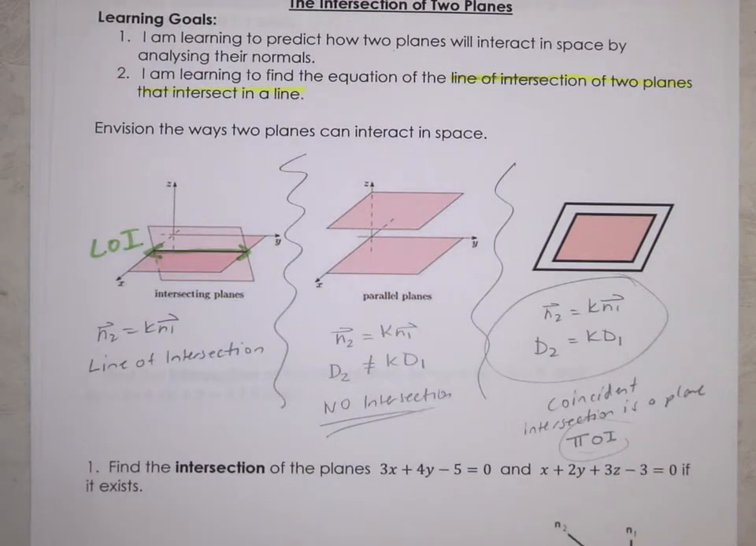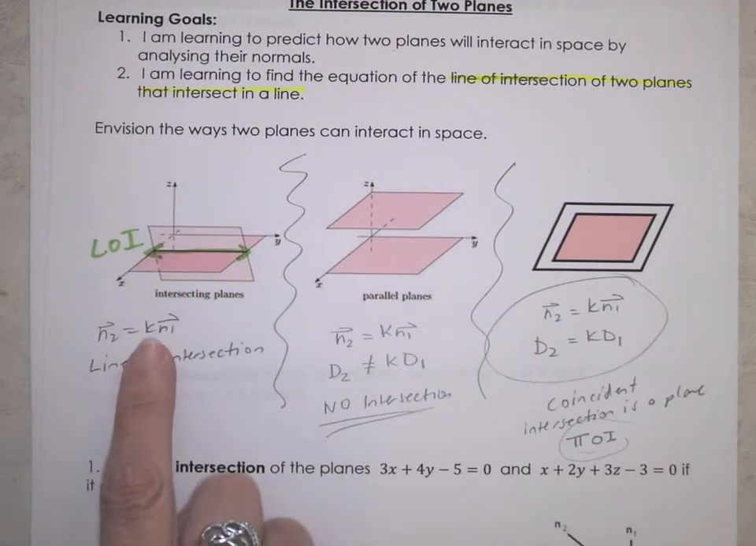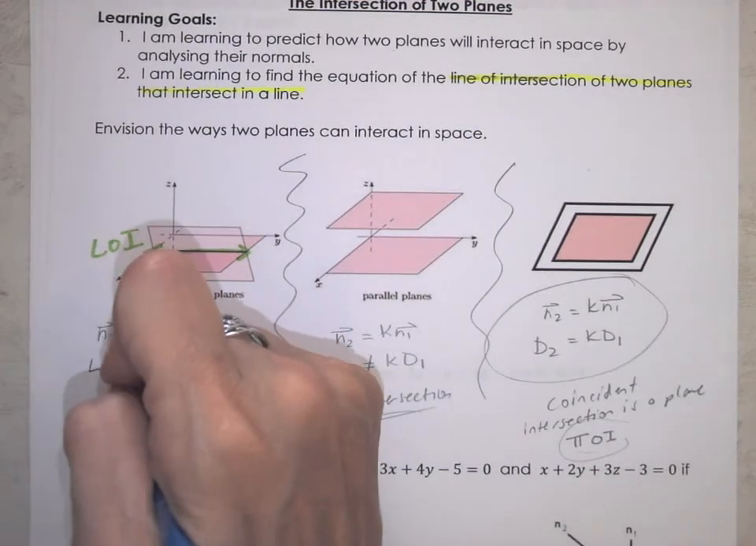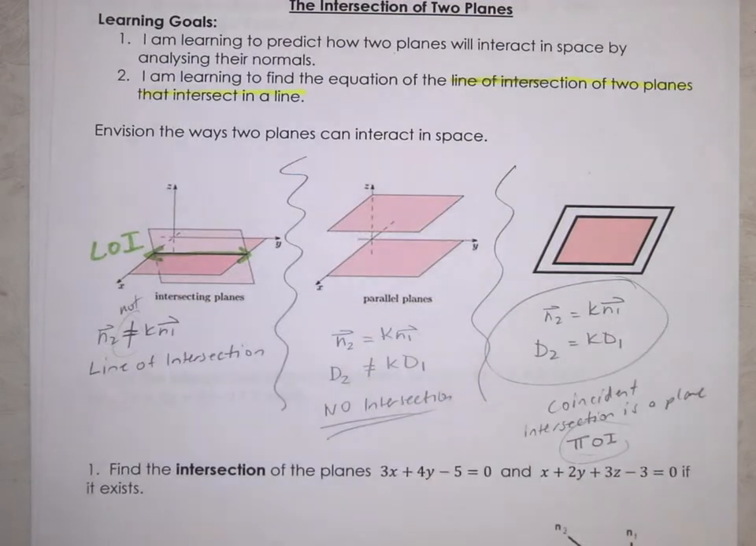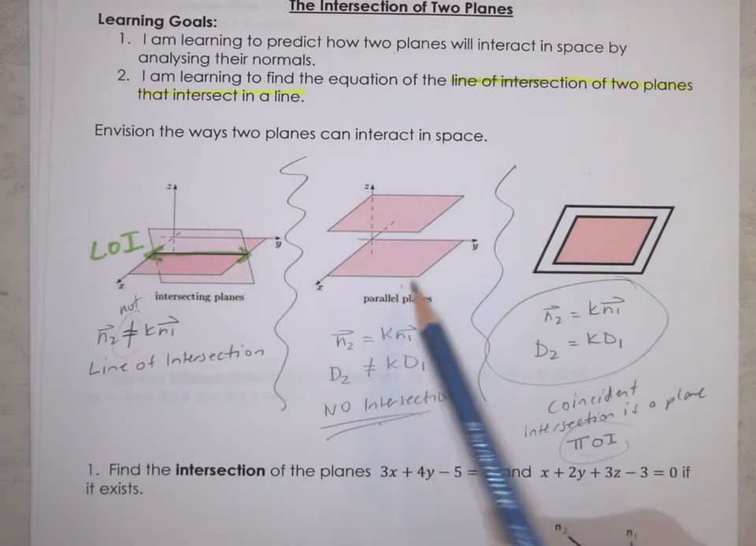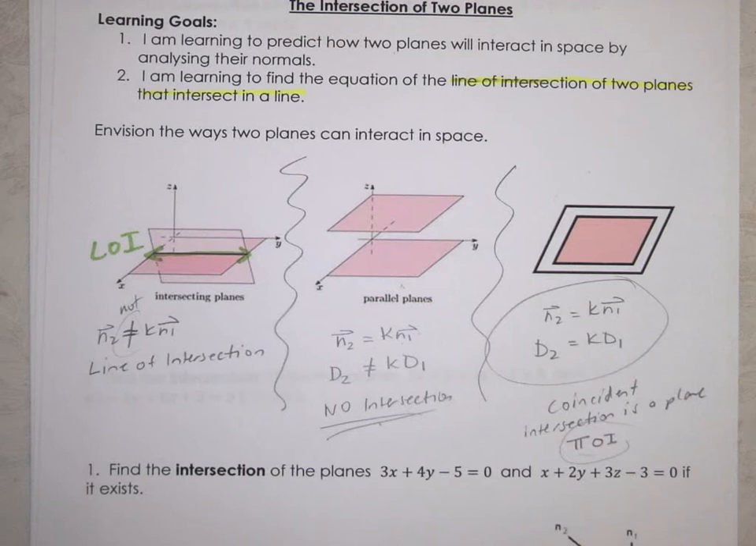Okay? And so we analyze the normals. If they're not scalar multiples, then you automatically have a line of intersection. If they are scalar multiples, then you check the D values to decide whether there's no intersection and the planes are parallel and distinct, or whether there's a plane of intersection and the planes are actually coincident. So if the normals are not scalar multiples, you have a line of intersection, and we're going to learn how to find the equation of that right now.